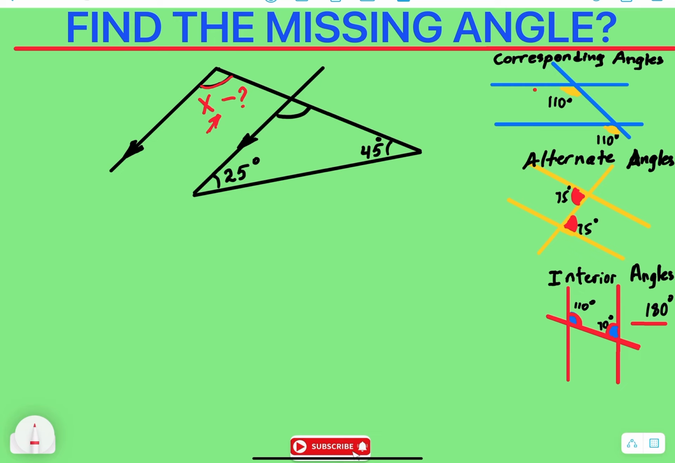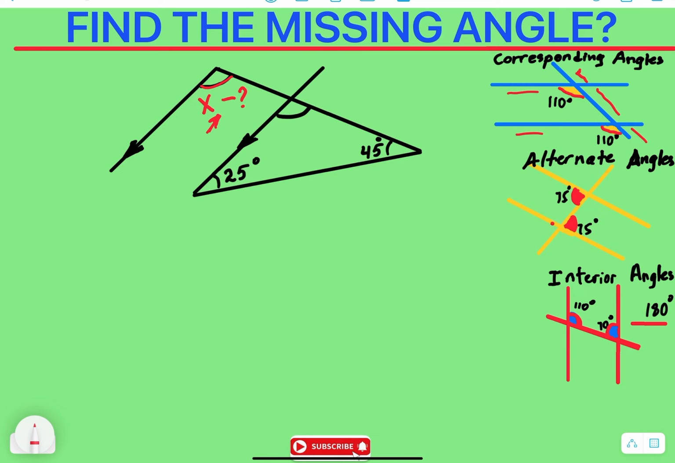When we have two parallel lines, and another line crosses these parallel lines, it makes two angles that are called corresponding angles. Those angles are equal to each other.